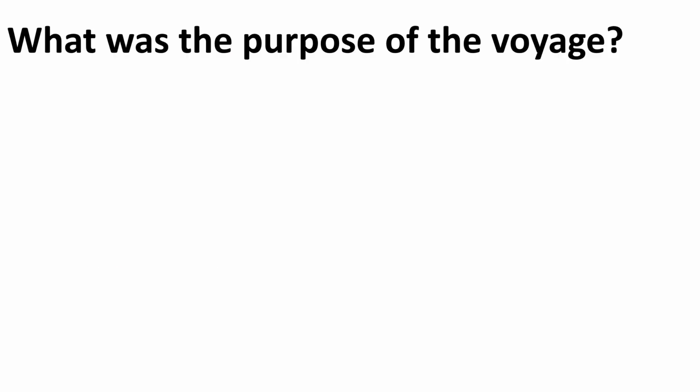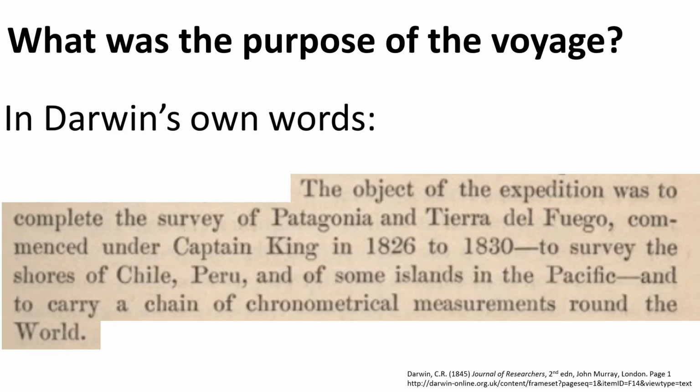What was the purpose of the voyage? In Darwin's own words, the object of the expedition was to complete the survey of Patagonia and Tierra del Fuego, commenced under Captain King, that's Philip Parker King, in 1826 to 1830, to survey the shores of Chile, Peru, and of some islands in the Pacific, and to carry a chain of chronometrical measurements around the world.